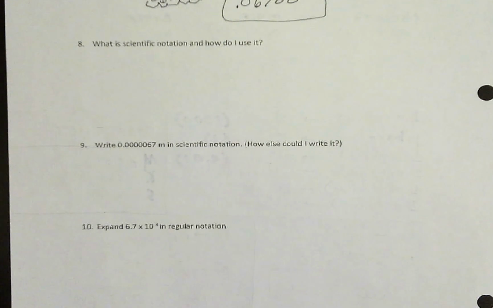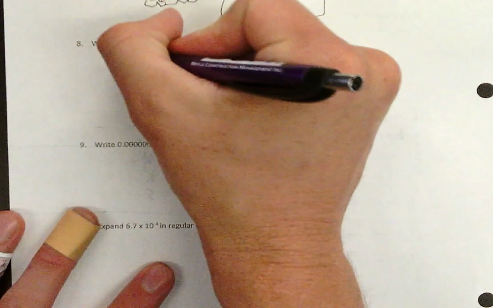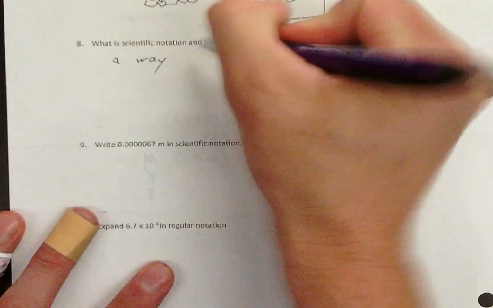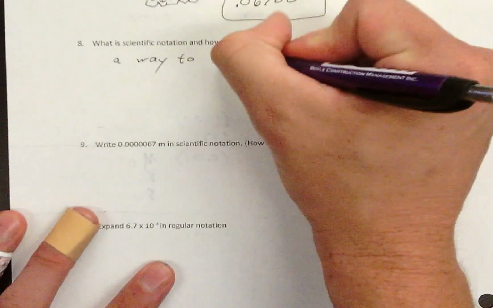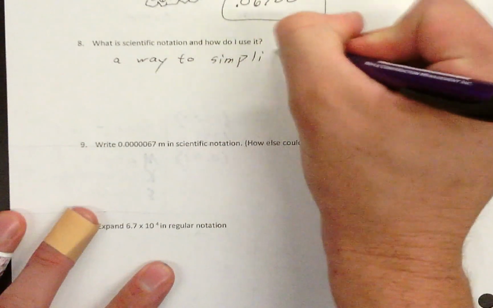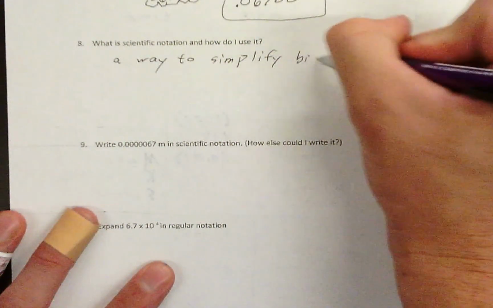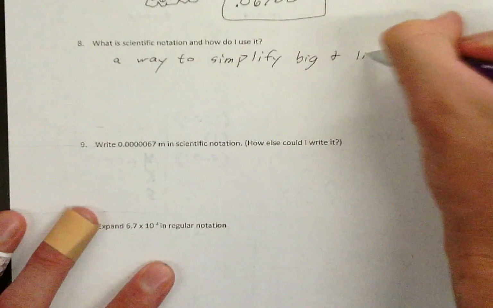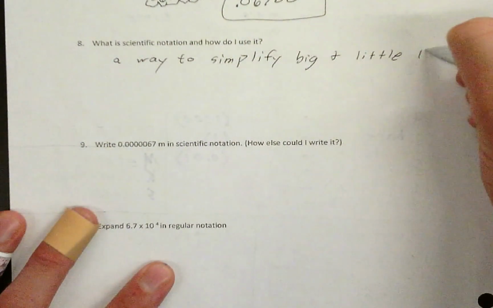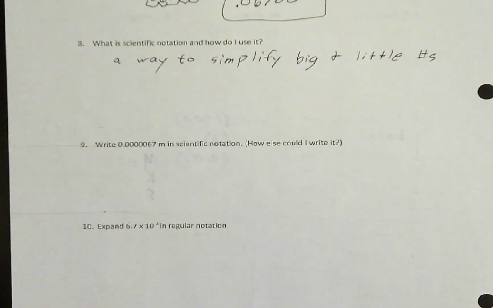Notation. Here's what scientific notation is. It's a way to simplify big and little numbers.